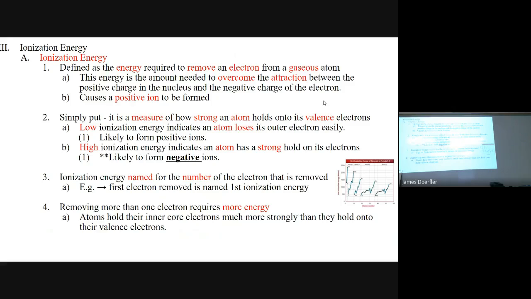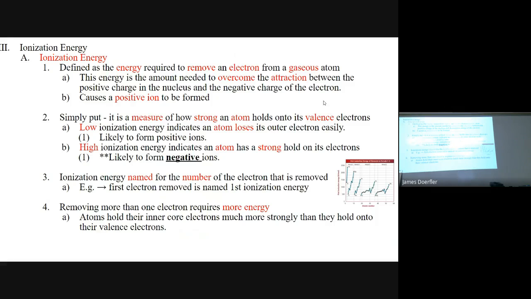And so there are various levels of ionization energy, and they are all named after the number of the electron that is being removed. So if you think about the valence electrons being removed one at a time, you have the first ionization energy, meaning that's the energy required to remove the first electron. The second ionization energy, as you probably guessed by now, is the energy required to remove the second valence electron. Now, each time that you remove an electron, you have to input more energy to remove the next one.